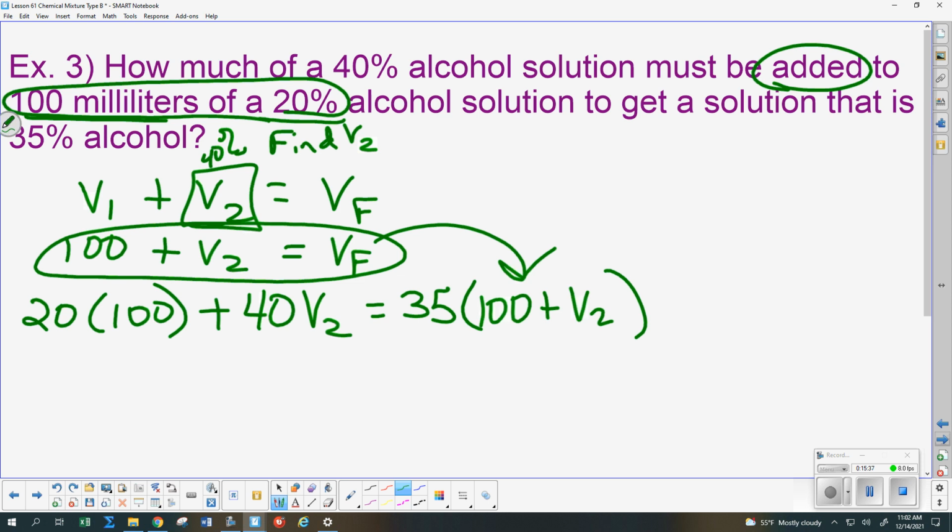Is everybody okay with that? Okay, can you solve that equation for V2? Go ahead and try to do that on your own without looking up. I'll start it here on the board in a moment. If you get stuck, then you can certainly look up here. But does everybody see how that's just one equation with one variable? So distribute, combine like terms, and figure out what V2 needs to be.